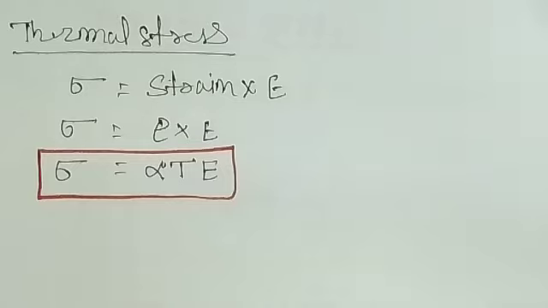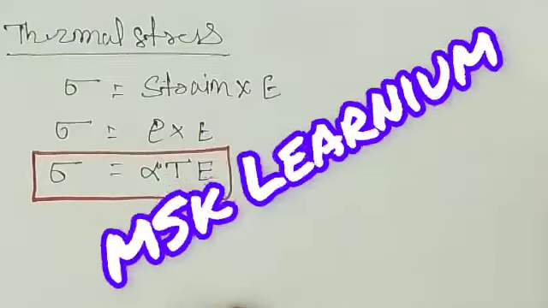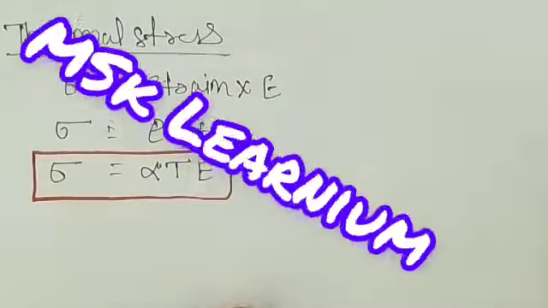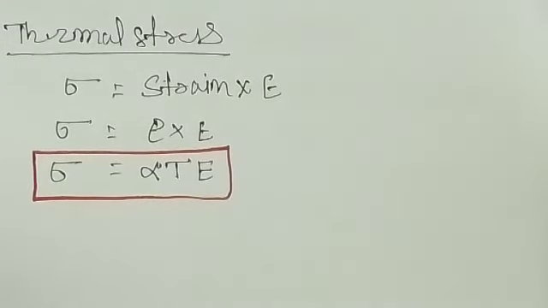Extension is alpha TL, strain is alpha T, and stress is alpha TE, right? Simply. Now suppose this is what we have, we don't provide any yielding. Now we can say the stress and strain, that is thermal stress and thermal strain, when the supports yield. So you can make a subheading.